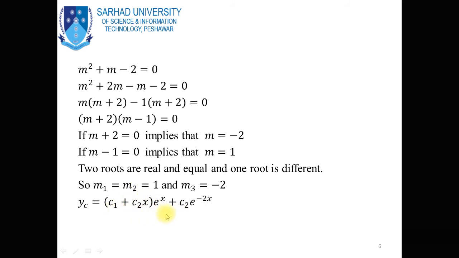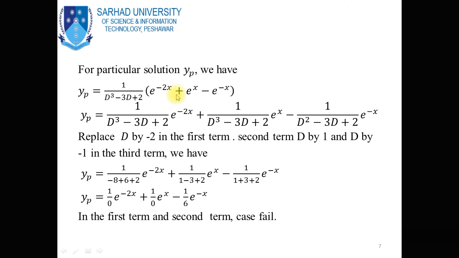Now this is the complementary solution for the given third order non-homogeneous linear differential equation. Now to find the particular solution for the given equation. The particular solution is yp is equal to the inverse operator 1 over D cube minus 3D plus 2, acting on the function given at the right hand side of the given equation: e power minus 2x plus e power x minus e power minus x.